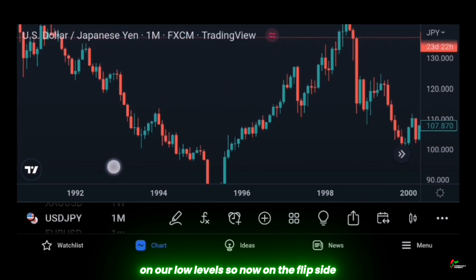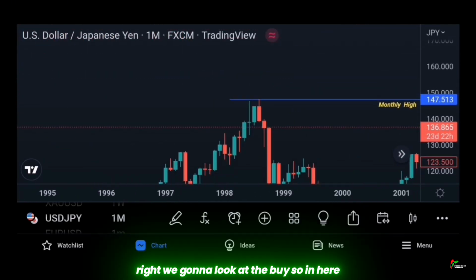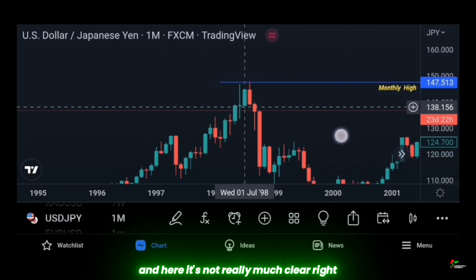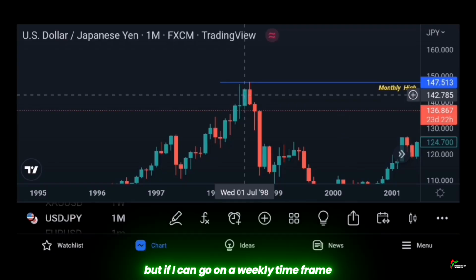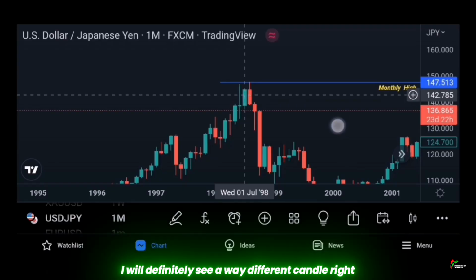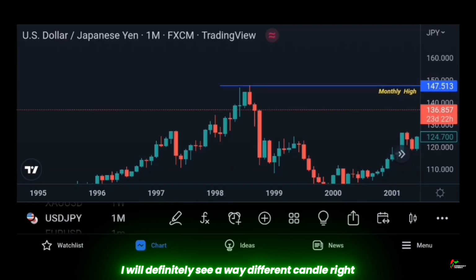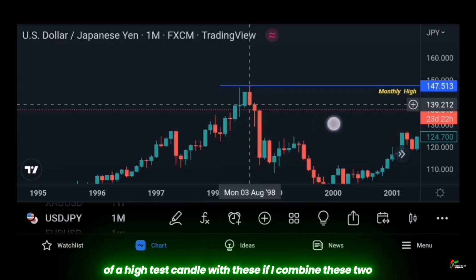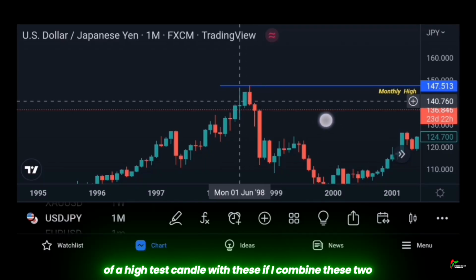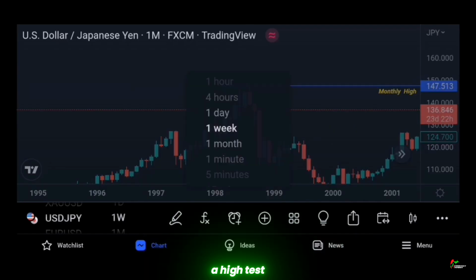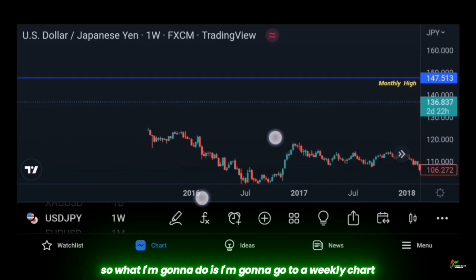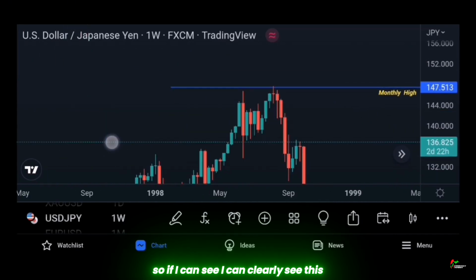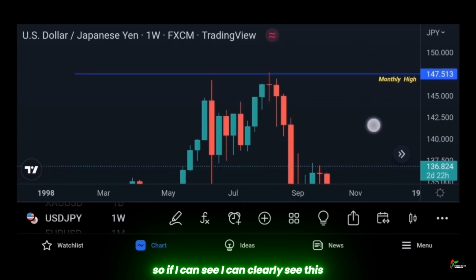Now on the flip side, we're going to look at the buy. In here it's not really much clear, but if I go on a weekly time frame, I will definitely see a way different candle. We might see a high test candle with these. If I combine these two, we might see quite a high test. So I'm going to go to a weekly chart and mark out my area. I can clearly see this.